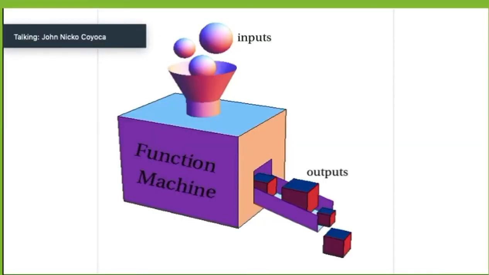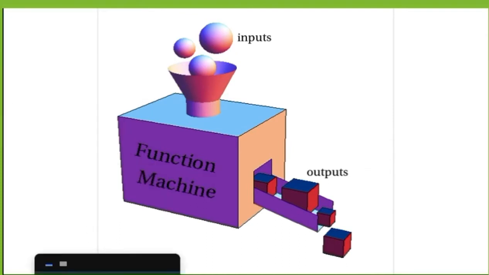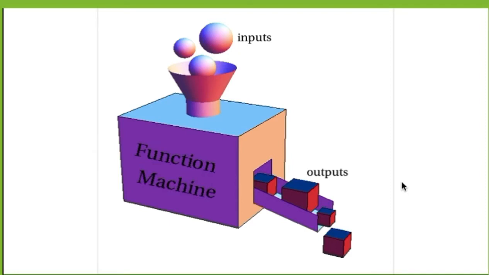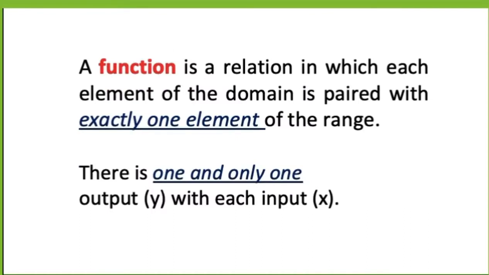We can look at our function model as a function machine, wherein our outputs depend on the inputs that we have. A very simple analogy is when we are going to make a fruit shake. Our output shake would depend, of course, on the fruit that we are using. So, for example, when we have a mango shake, it's a mango shake because our input is a mango. A function is a relation in which one element of the domain is paired with exactly one element of the range. That means there is one and only one output with each input.